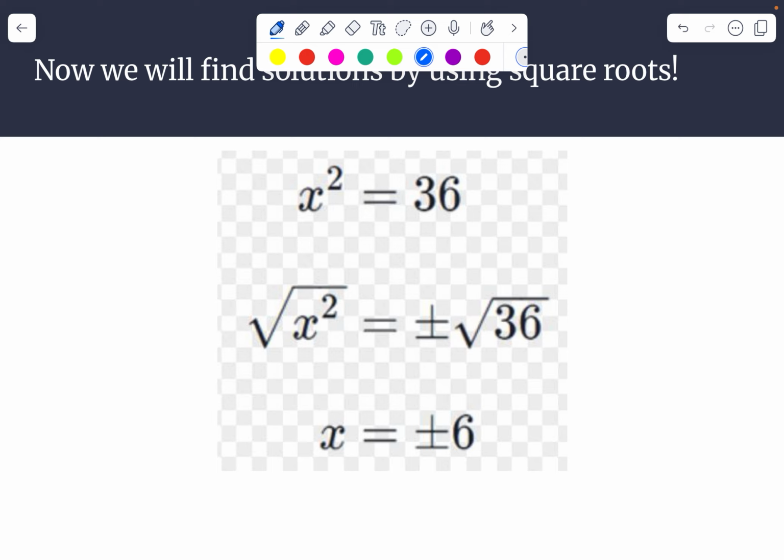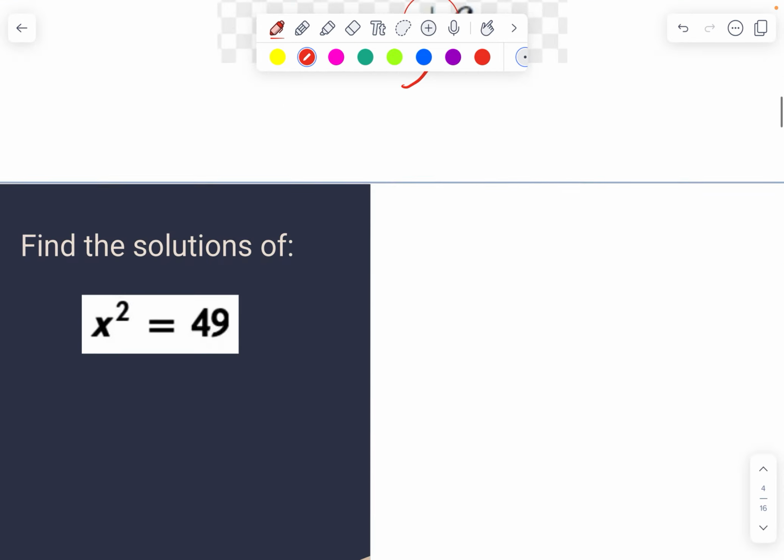So you see here, if we have something like x squared equals 36, we square root both sides and then simplify the square root of 36. And then we get our answer, x is positive and negative 6. This part is very important because positive 6 times positive 6 equals 36, and also negative 6 times negative 6 equals 36. So you're always going to have this positive and negative in front of your answer.